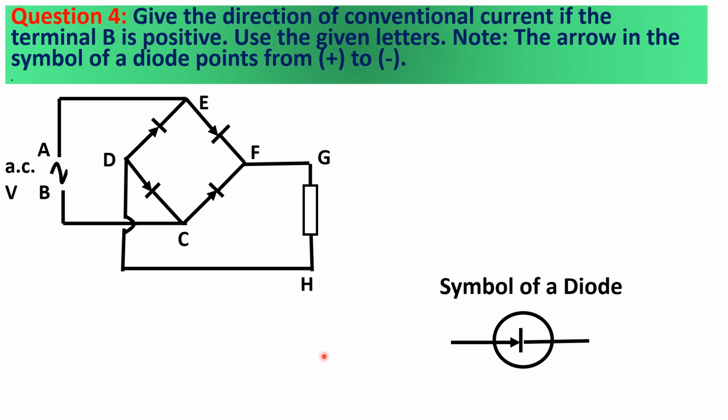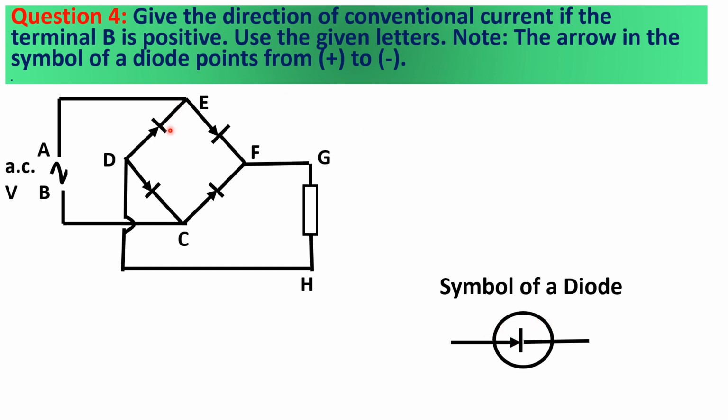For our question number 4, give the direction of conventional current if the terminal B in our circuit diagram is positive. Use the given letters and note that the arrow in the symbol of a diode points from positive to the negative. Okay, so this is what we call the symbol of a diode. The arrow points from positive to the negative. Alright, that's the meaning of the arrow, positive to negative.